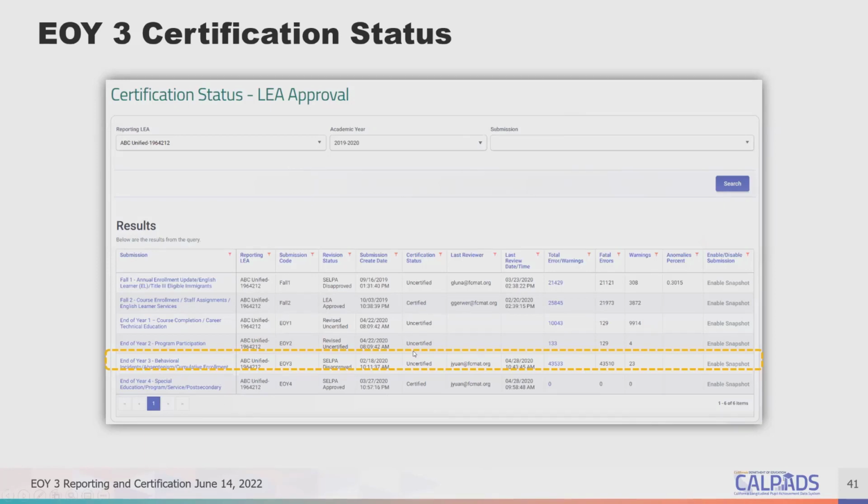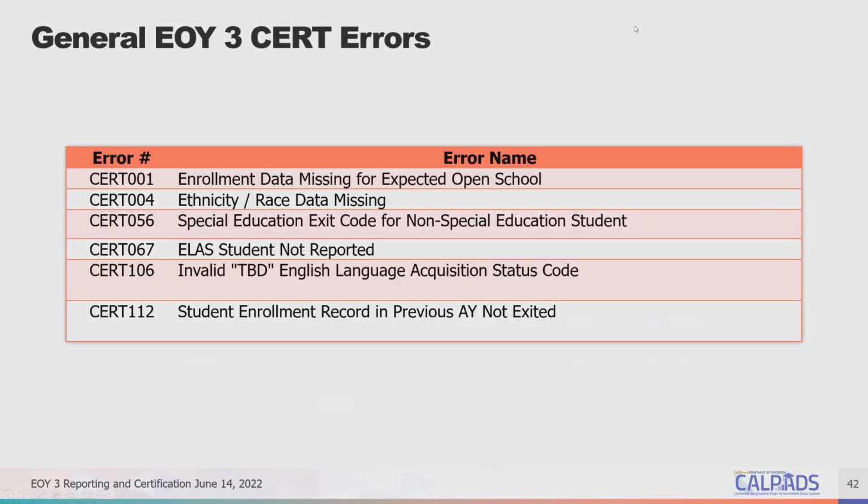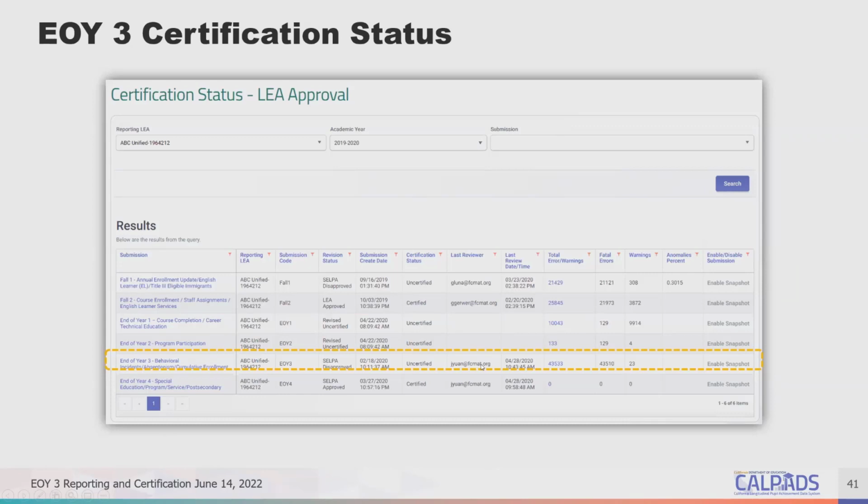But for you to be able to access this page, you need the data certifier role and the end of year three reports role, okay, to be able to view the reports within it. The data certifier role will give you access to this in CalPADS, and you'll be able to look at the problems or any certification errors.